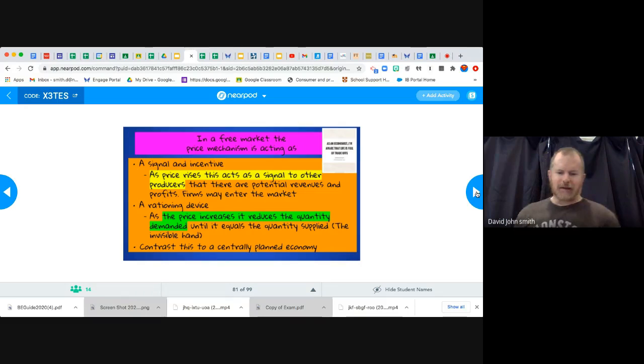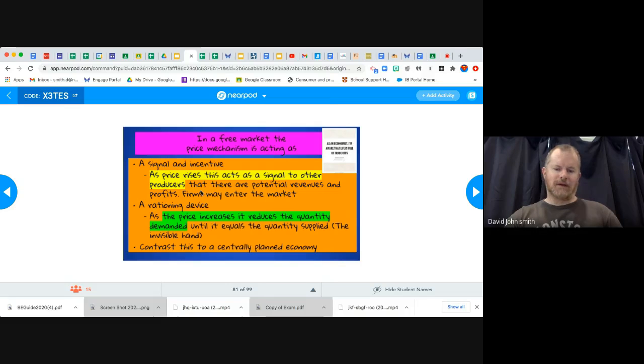In a free market, the price mechanism acts as we saw, a signal and an incentive. Signal to other producers, right? They're going to enter the industry, the market, right, to grab up any of the profits that they can see. But it also works as a rationing device to eliminate any of those surpluses or shortages that might arise. Okay, so if there is a shortage, the price will rise, eliminating any shortages that occur. If there's a surplus, then the price will decrease, eliminating the excess of quantity supplied.